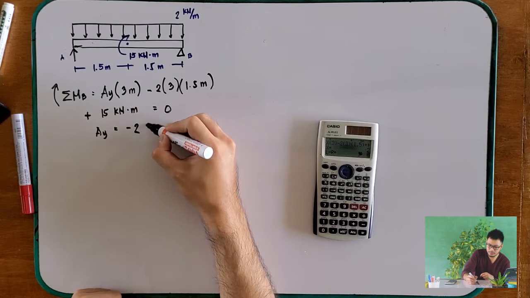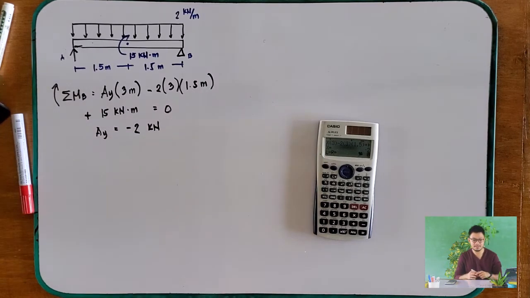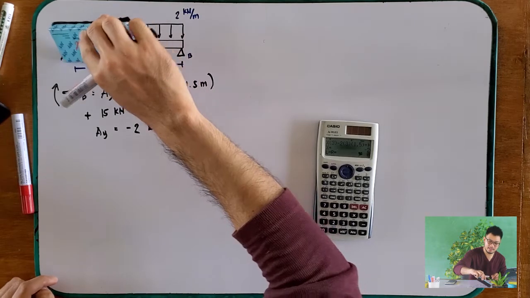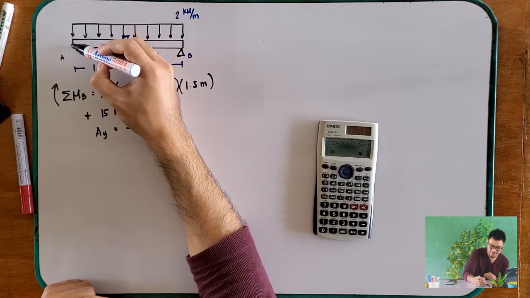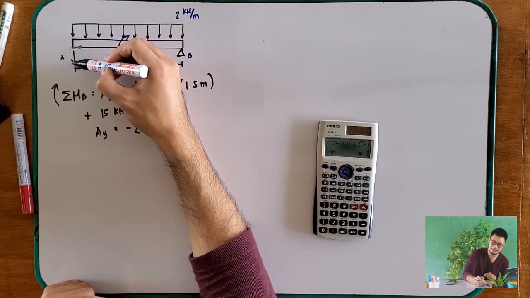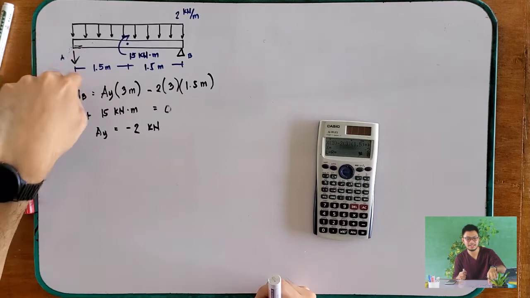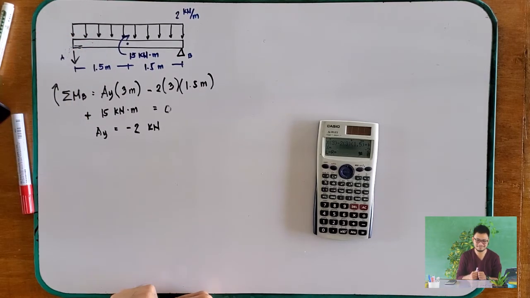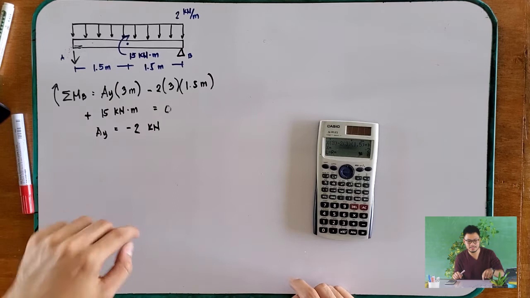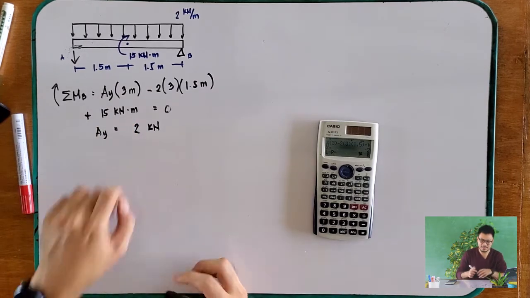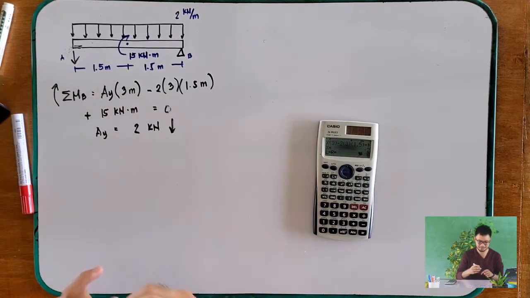negative 2 kilonewtons. What does this mean? Therefore, your AY, instead of supporting upwards, it is found out to be pulling this beam down. Weird, no? Okay, so anyways, so mao ni atong AY. Solve that, this is negative 2 kilonewtons. This is going down. So ito na siya plus, niya ito siya ibutang going down.